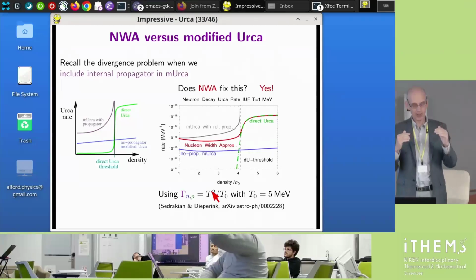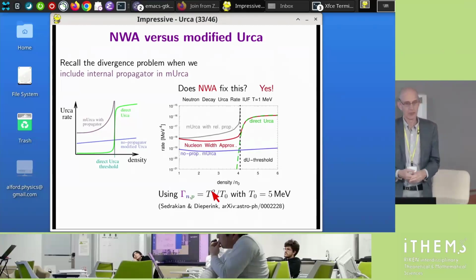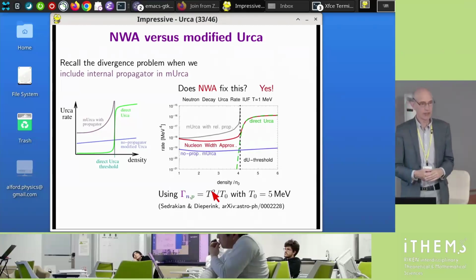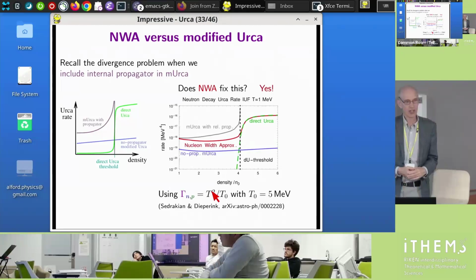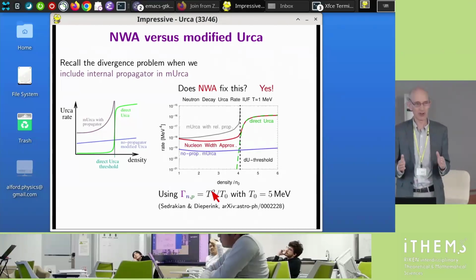But so this is just another piece of dressing. Right. Yeah. I see. So this is a very natural idea. And it's, I think, what we should have been doing instead of modified Urca all along, is my claim.